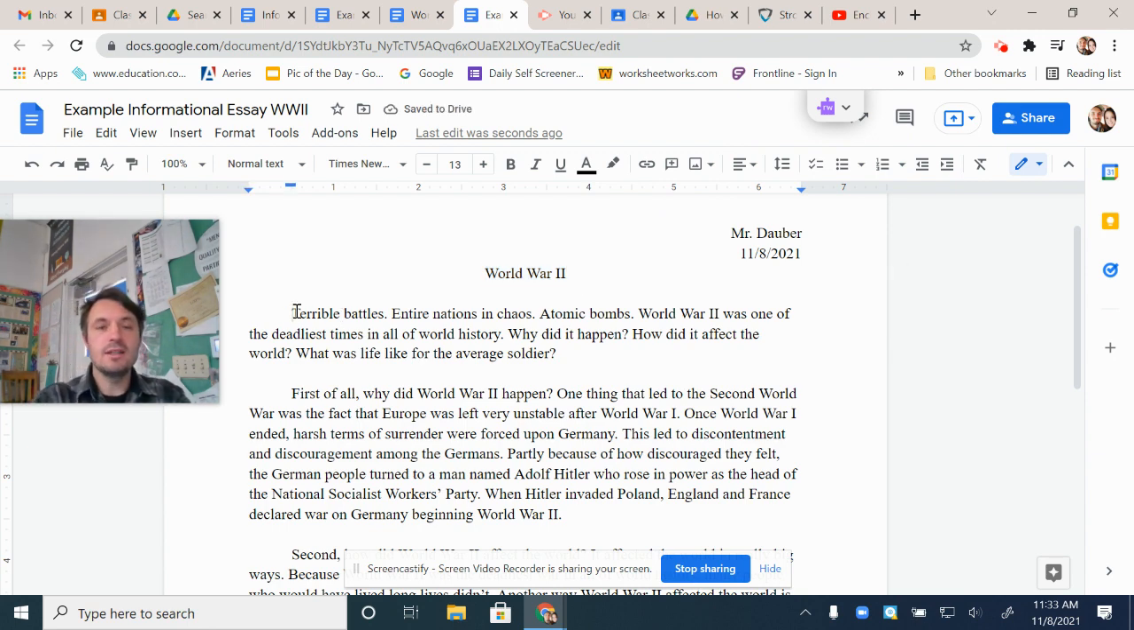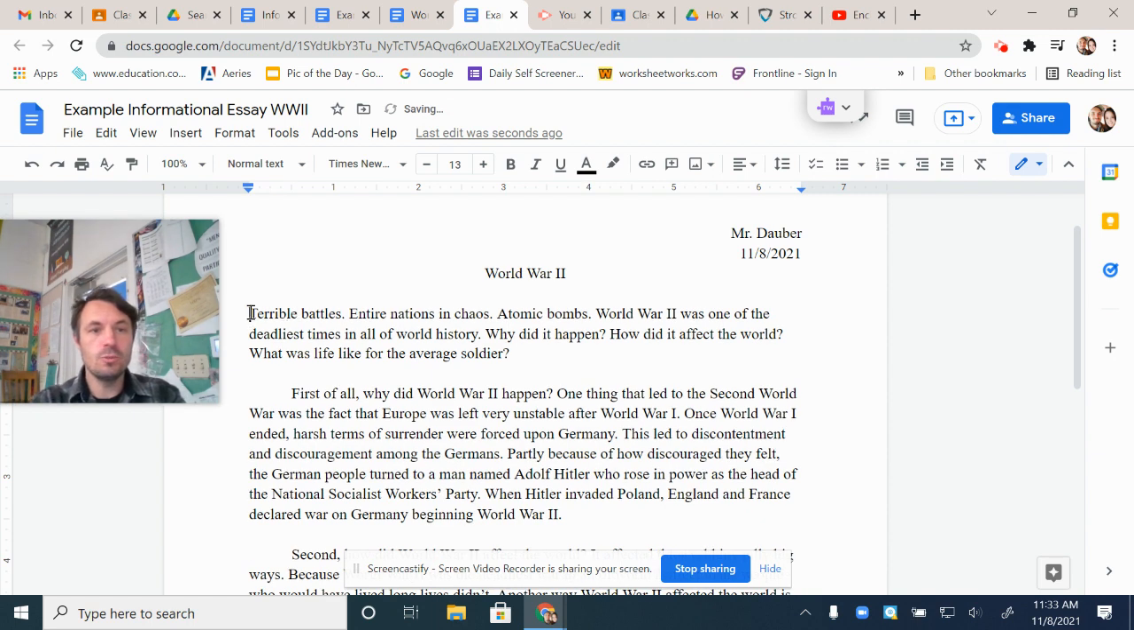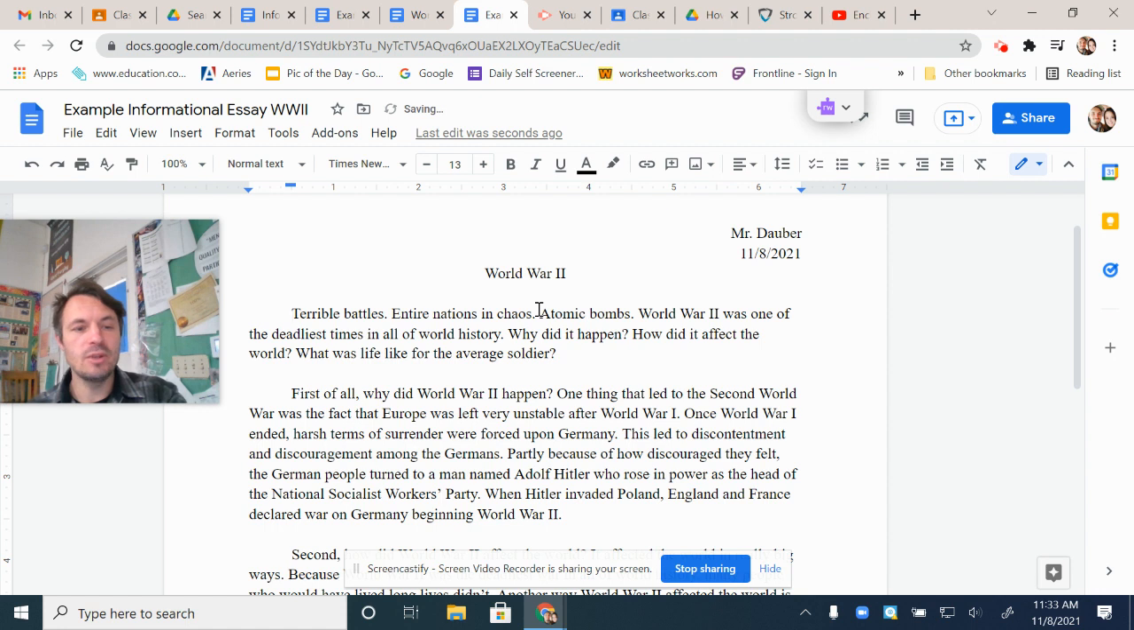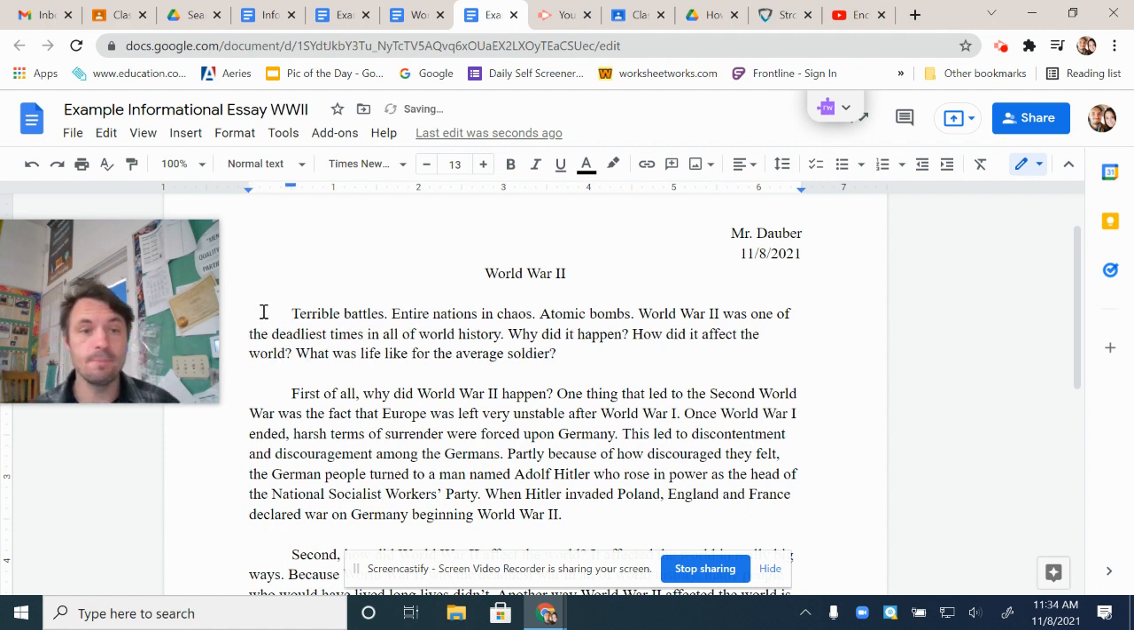Now, how do I indent? Because each paragraph should be indented. So to indent, you put the cursor where you want the indentation, and then you press the tab key. It's to the left of your keyboard. Okay, the tab key. It says tab. So again, to indent, you put the cursor where you want the indentation, like here at the word terrible, and you press tab.